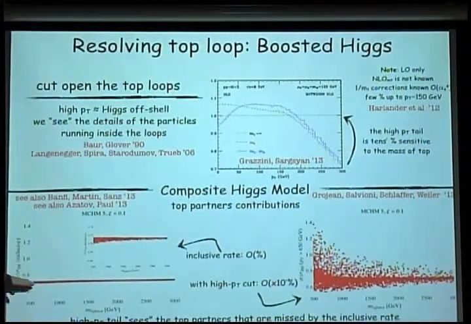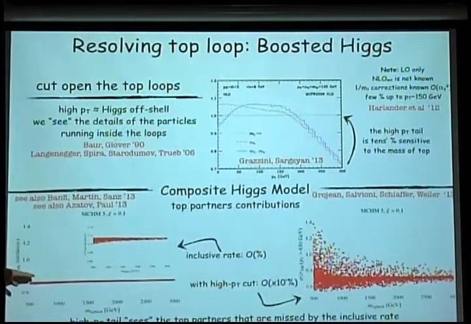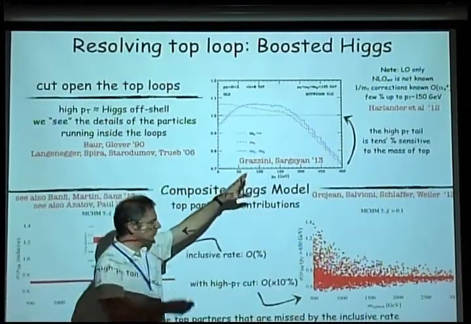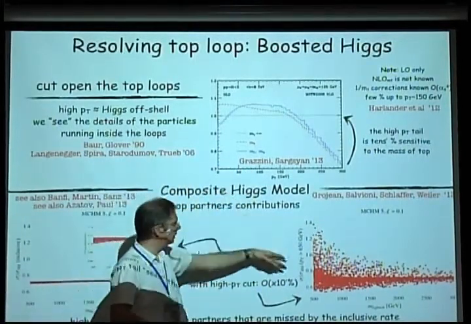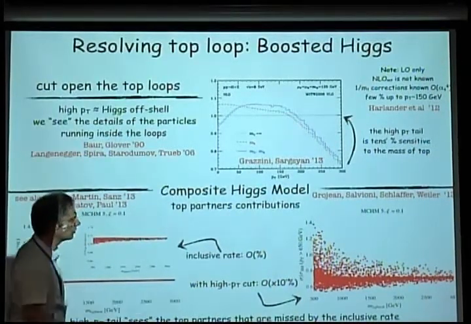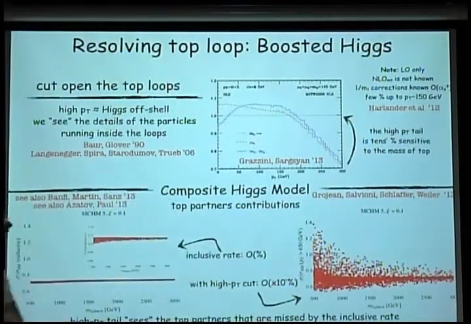So if you're looking at the inclusive cross-section, you won't notice that there is new physics. Right? But if you are now looking at this boosted cross-section with a PT of the X which is large enough, here I think this plot was made with a cut on the PT of the X at 600 GeV, then you can see that there really is new physics going on in the loop. So that's a good observable to resolve the details of the top loop.